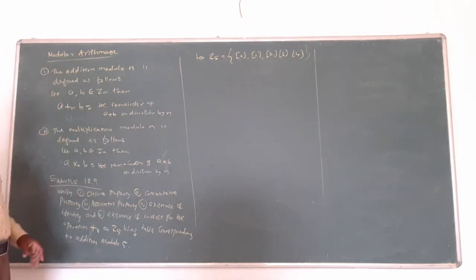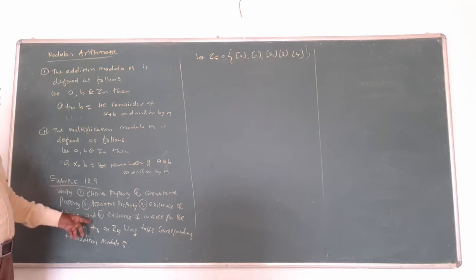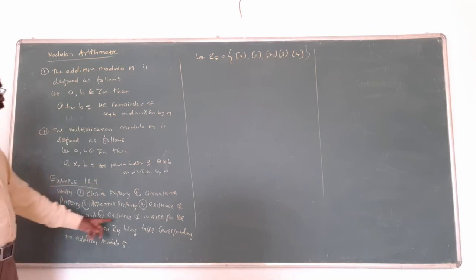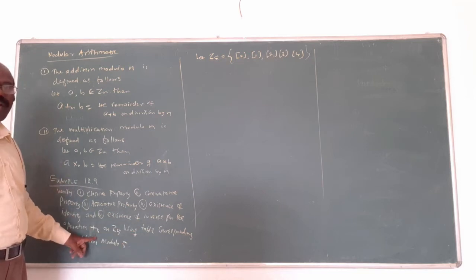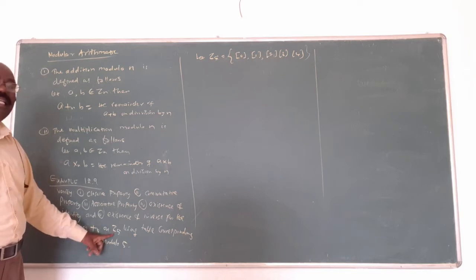Example 12.9: you want to verify closure, commutative, associative, inverse, identity, all properties. What is given? The operation is plus 5, addition modulo 5, on Z5.